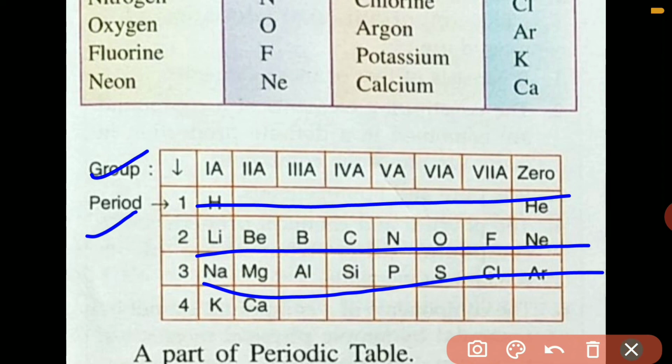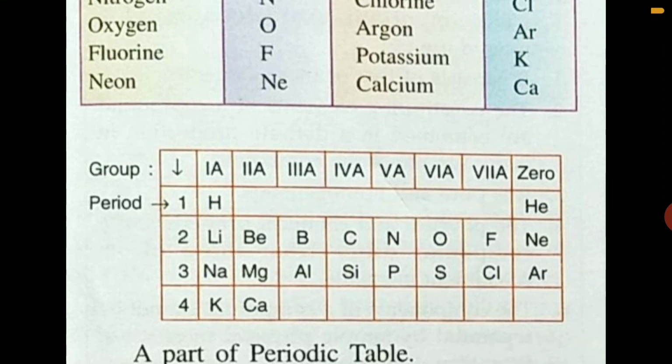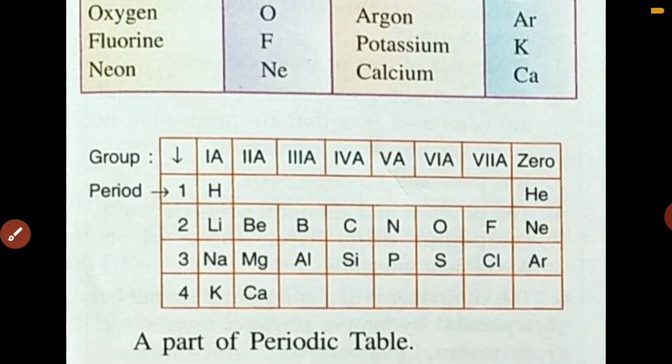These are the names of the groups here: 1A, 2A, 3A, 4A, 5A, 6A, 7A. There will be B also, but there will not be any C. So 0 is also a group. These things you will study in your higher classes. Probably you will start studying it from class 8. So this much for the periodic table.